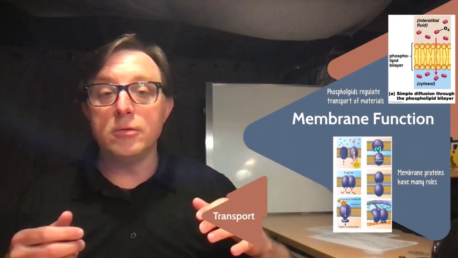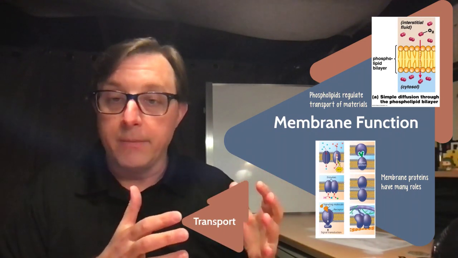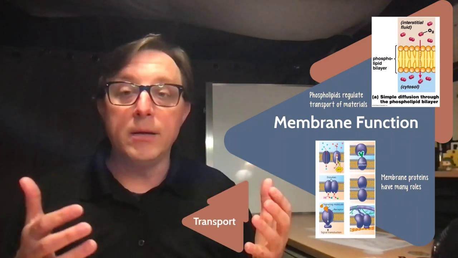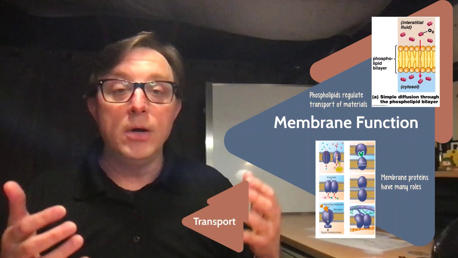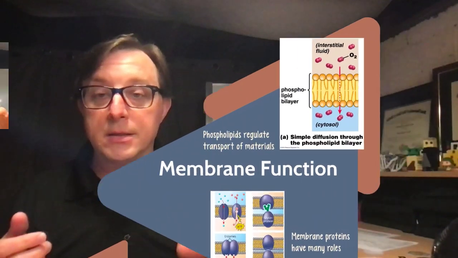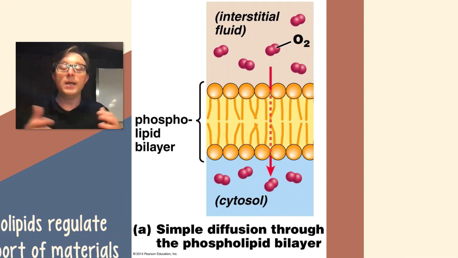So let's get into a little bit about membrane function. The main function that we're going to talk about here with regard to the membranes is transport, regulating what gets in and what gets out of a cell. And this is mainly due to the phospholipid portion of the membrane. This hydrophobic region in the middle of the membrane is going to prevent any polar molecule, any large molecule, from moving into the cell easily.